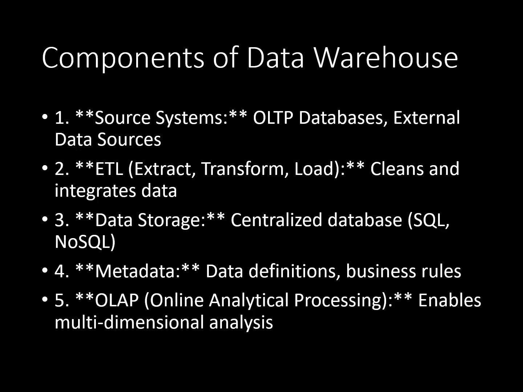Now let's talk about the core components of a data warehouse. There are five main parts that work together to form the foundation of the system. First, source system. These are the operational databases and external data sources that provide the raw data. This could be anything from sales systems to social media data.